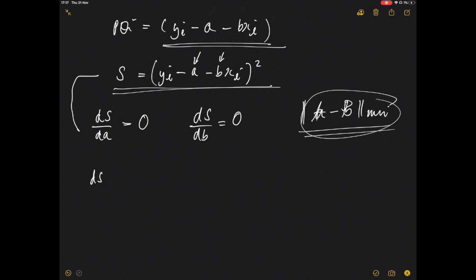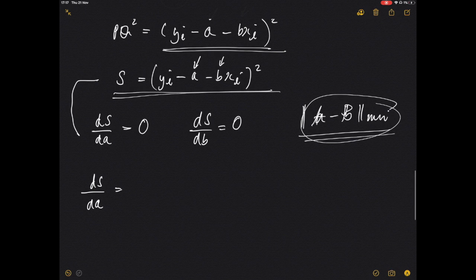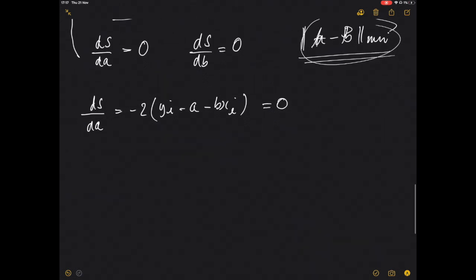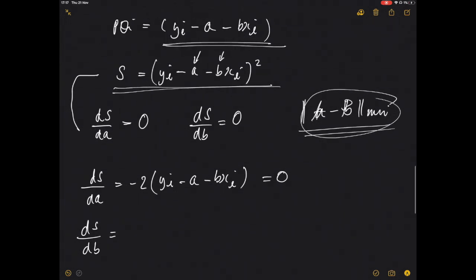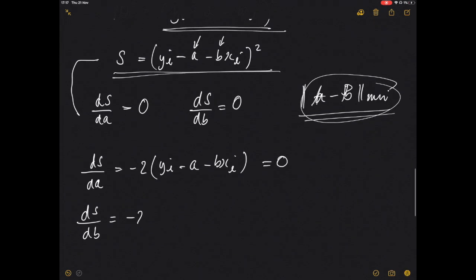So as we found out the last couple of weeks, if we differentiate dS with respect to A of this value, we have a 2 here, we have a negative A, so that'd be negative 2, yi minus A minus bxi, and that all equals 0. And if we want to do that with respect to B, that would also equal, well, we have a 2 here, so that would be a negative 2. We'd have brackets open. We also have the x on the B, so that would be another xi. Then we have yi minus A minus bxi.